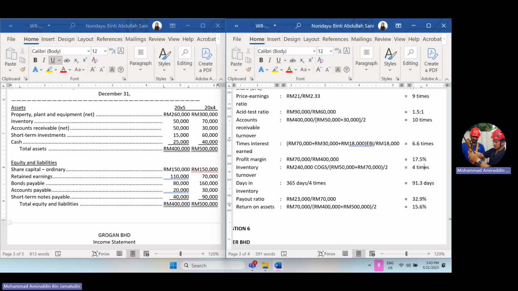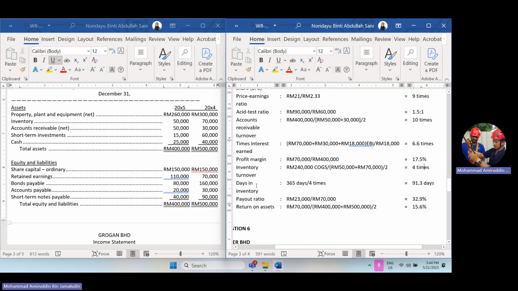Inventory turnover is about how fast you can sell your stock. If you get 10 times, it means in 1 year you sell and refurnish your stock 10 times. It shows that you produce, you sell. So a lower turnover is not good. We want a higher one.